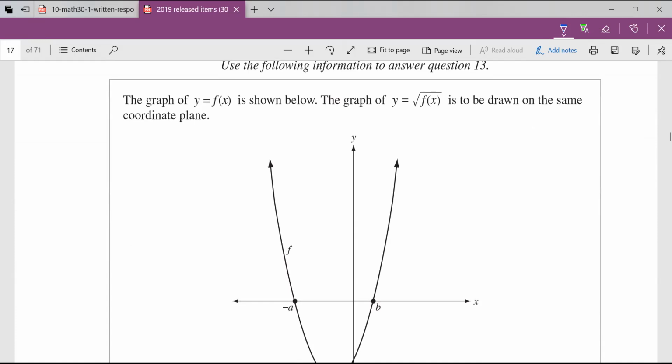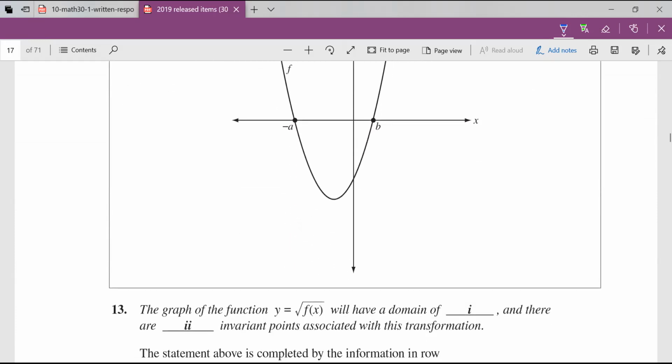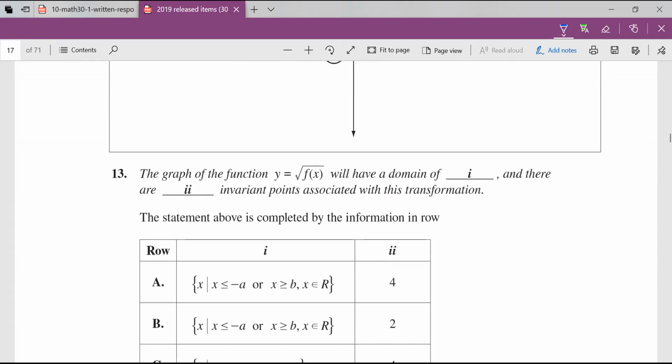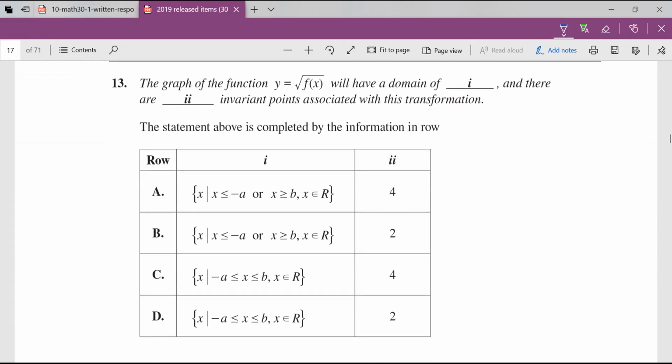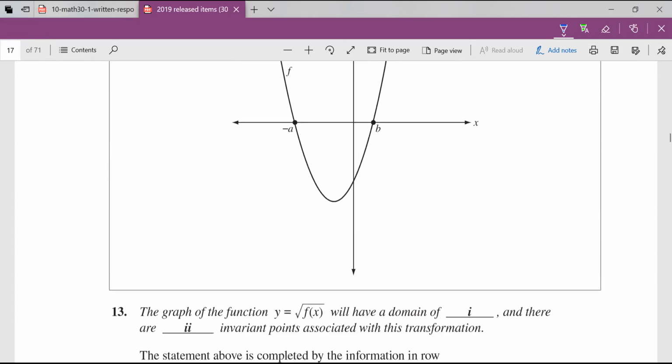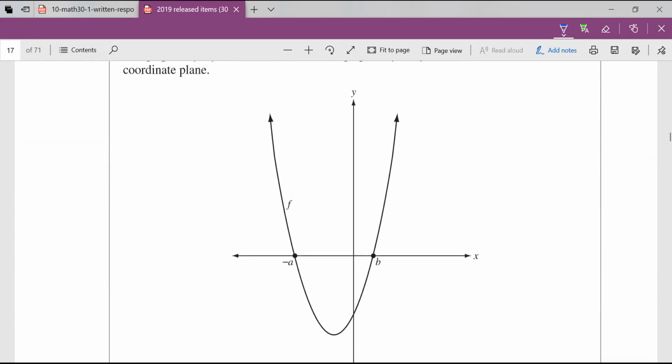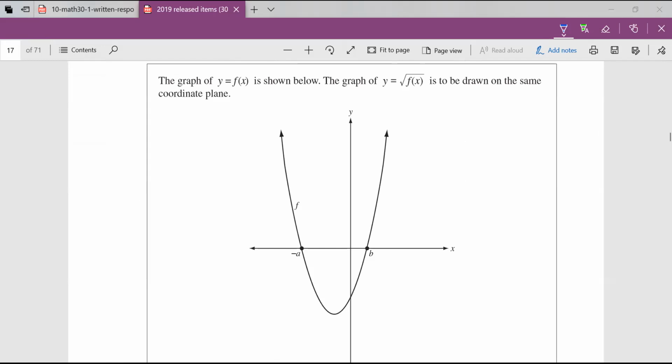Okay, what do we got here? We've got the graph of y equals f of x shown below, and we're going to take the square root of that. And what does it want from us? It wants the domain and the number of invariant points. And that's how they're written. Okay, so remember, friends, when you're taking the square root of a graph, what you're doing is you're taking the square root of the y values only. Okay, you don't do anything to the x values.